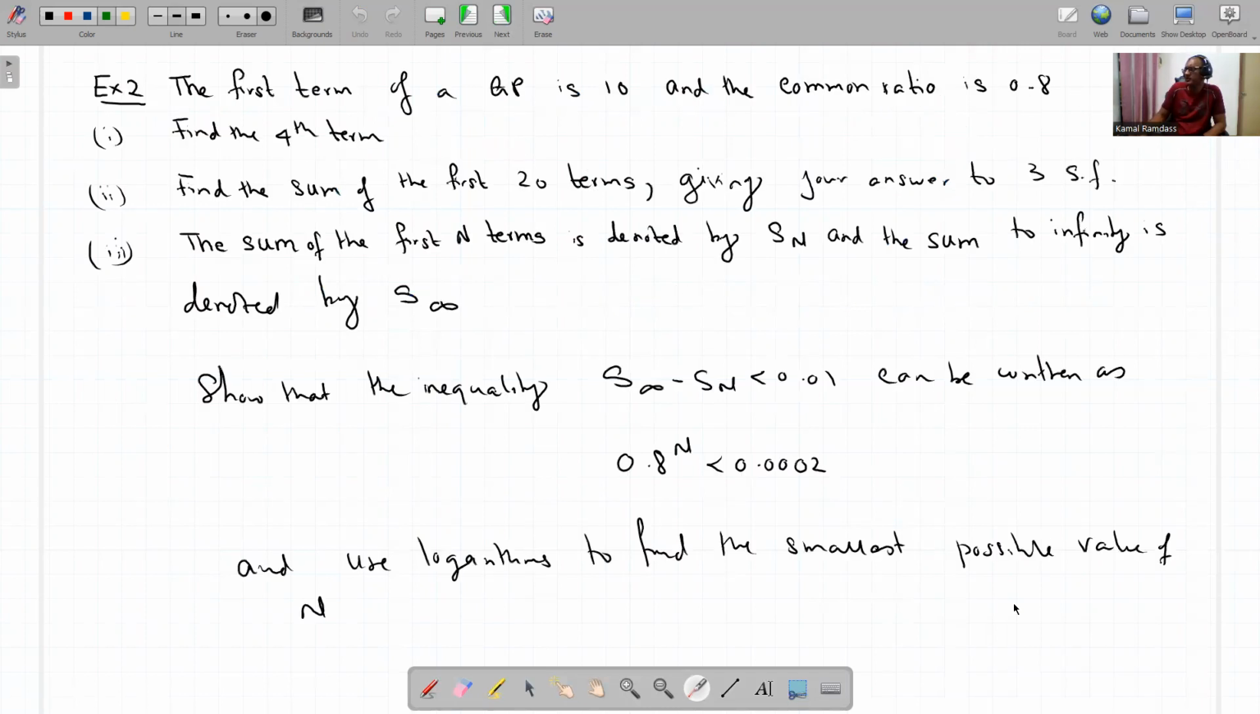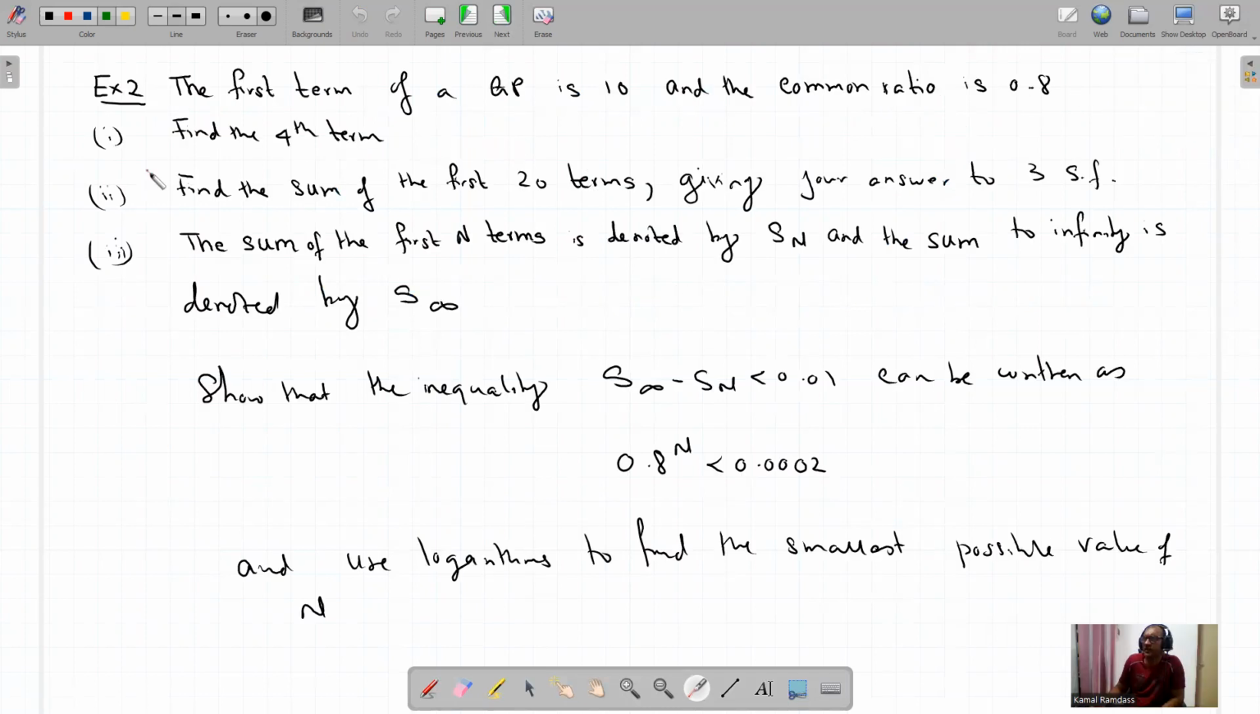OK. Second question. The first term of a geometric progression is 10. Ça veut dire A est égal à 10. And the common ratio is 0.8. Find the fourth term. C'est plus facile. Bon. Find the sum of the first 20 terms, giving your answer to three significant figures.